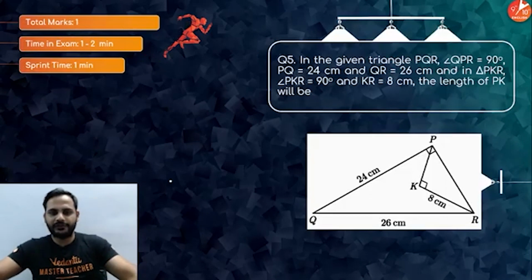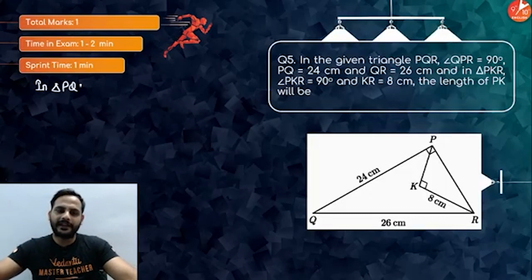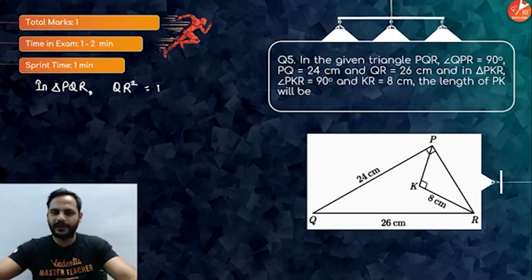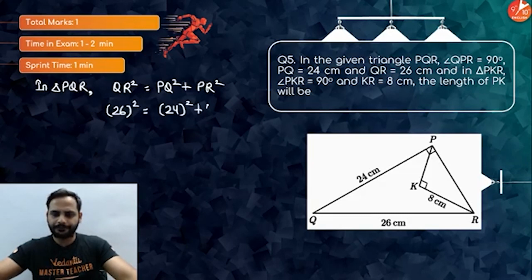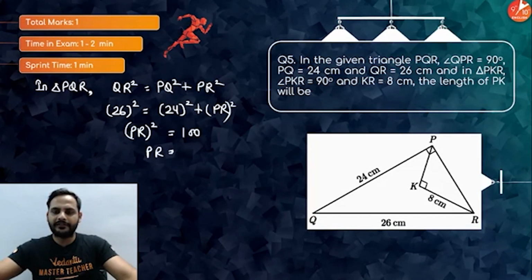So beta, first, for the outer triangle PQR, since it is a right angle triangle, I can say the hypotenuse will be the side opposite to 90 degrees. So QR square is PQ square plus PR square. So this is 26 square and here 24 square plus PR square. So 26 square is 676 minus 24 square is 576. You will get PR square as 100. So PR will be 10 centimeters.